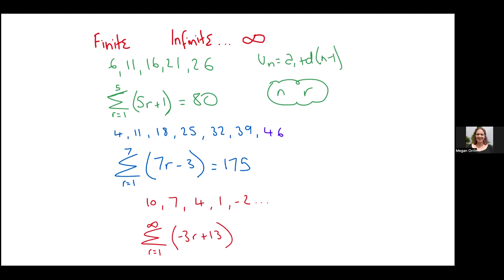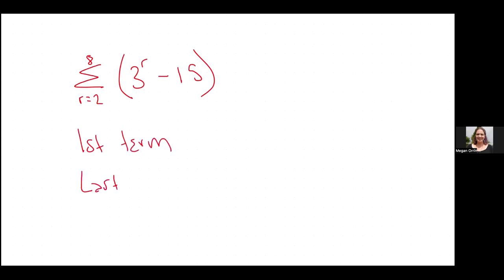Okay, so I'm going to give you 8. And then I'm going to give you a rule. I would like you to give me the first term and the last term. This is a finite series, yes. Please give me the first term and the last term.